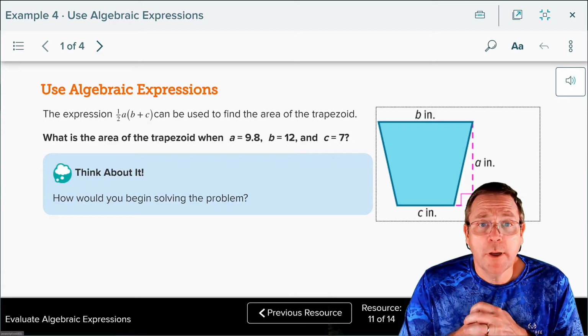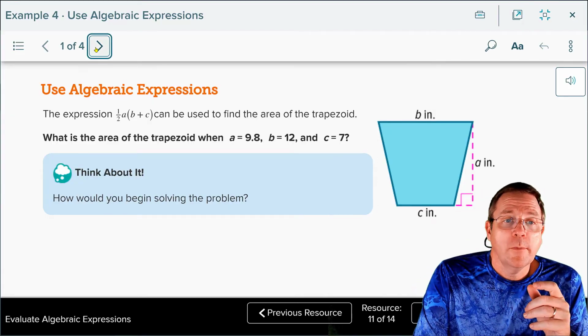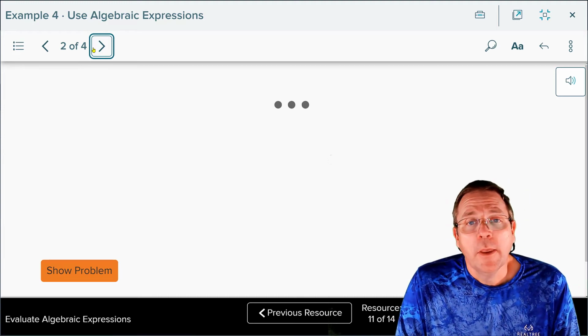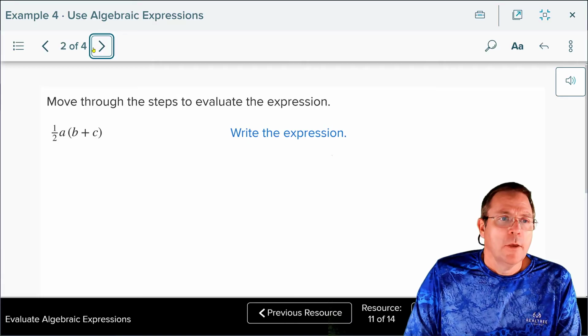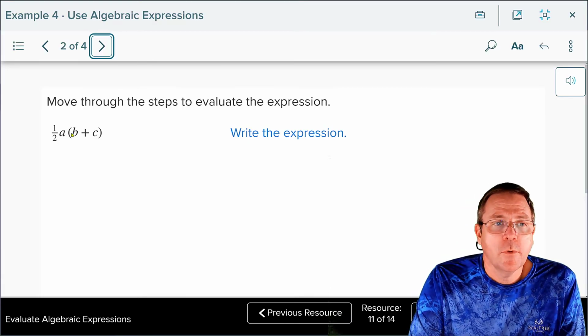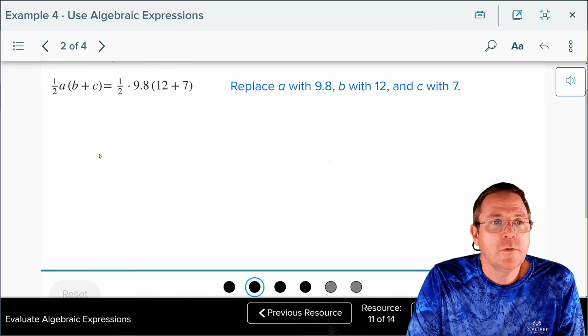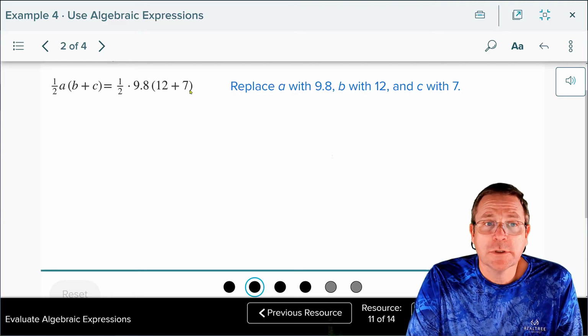When you're in 7th grade, I'm going to be expecting you all to actually work those with the formula being memorized from the ground up. So we might as well get started experimenting with them now. Start off with, they wrote the formula. After they wrote the formula, what are they going to do? They're going to substitute values in for the variables. A was 9.8, B was 12, and C, that was 7.